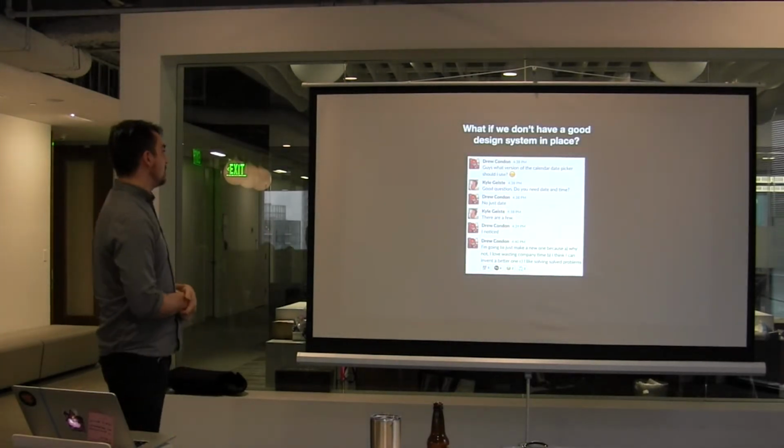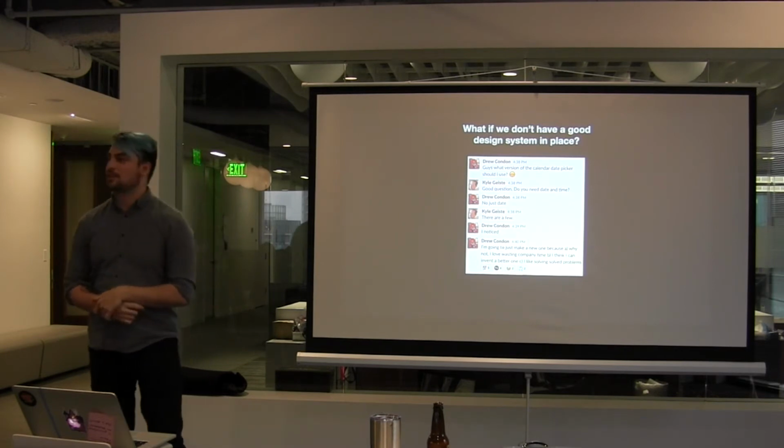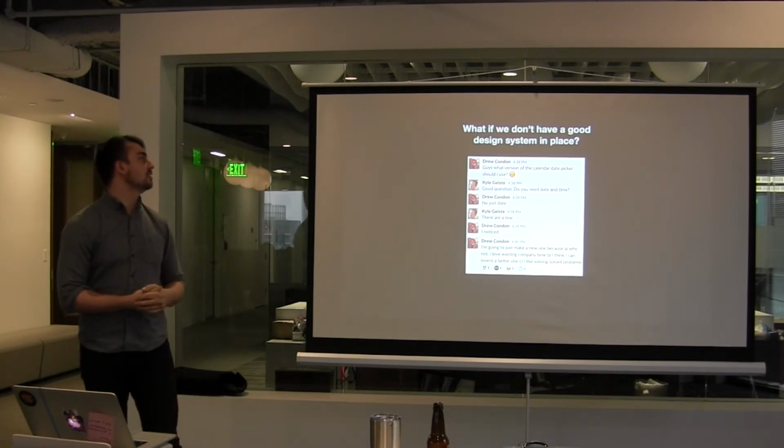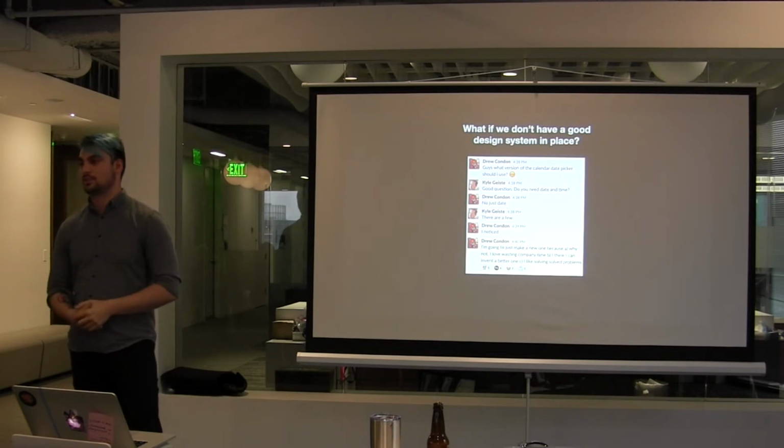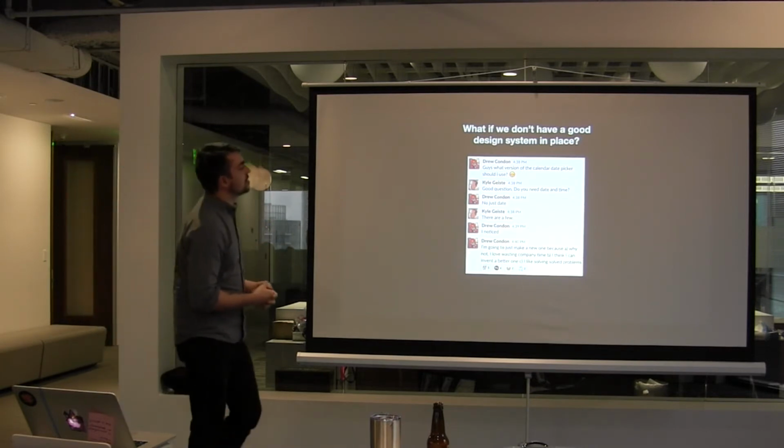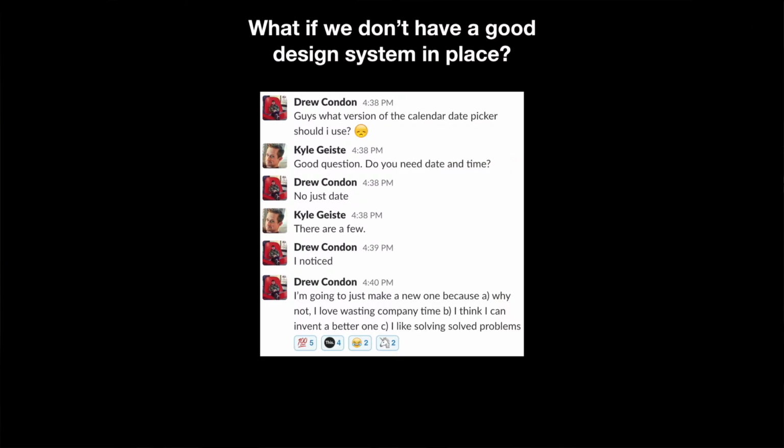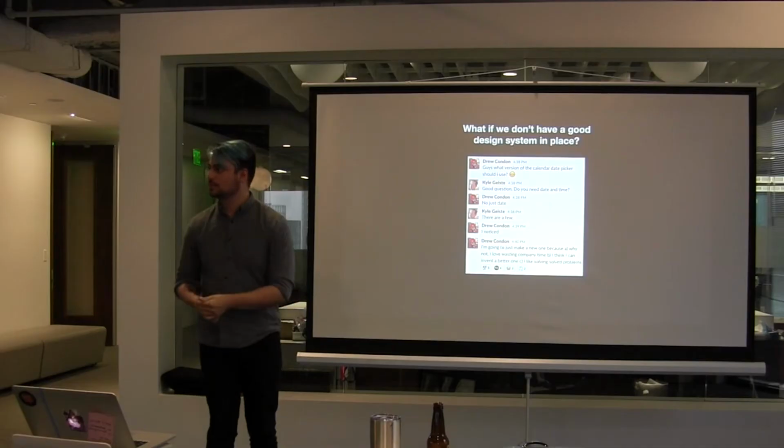Yeah, I want to show what happens when you don't have a good design system. Because you can have one, but if it's not performing, and I want to read this conversation. So one guy said, guys, what version of the calendar date picker should I use? Good question. Do you need date and time? No, just date. There are a few, I noticed. Okay, I'm going to just make a new one because why not? I love wasting company money. I think I can invent a better one, and see, I love solving problems.